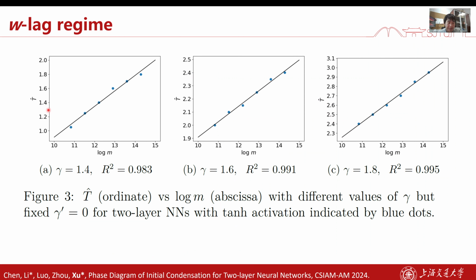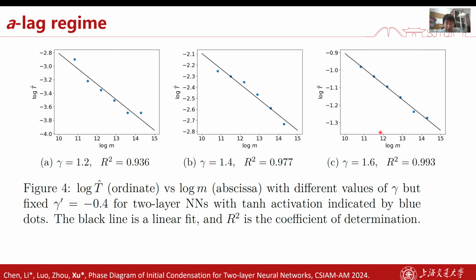This is log M. This is the condensation we observed during training, the initial condensation. They show a very clear linear relation for different initializations. For another regime, the A-leg regime, this is log T, this is log M. They also have this linear relation, so we can see that this theoretical study supports the initial condensation.